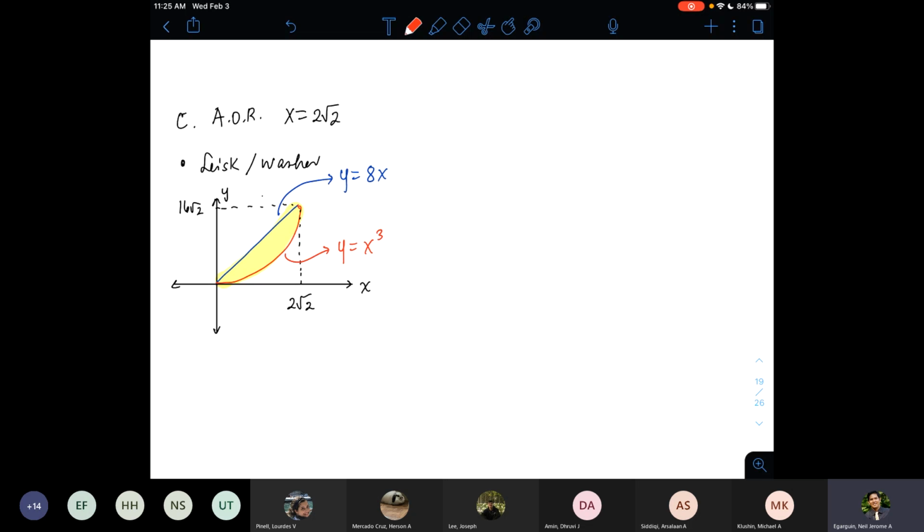For now, you have only discussed the disk or washer method in the lecture, so I'll stick to this method. We have another method called the cylindrical shells method, but you haven't discussed that in the lecture yet, so I don't want to preempt it.